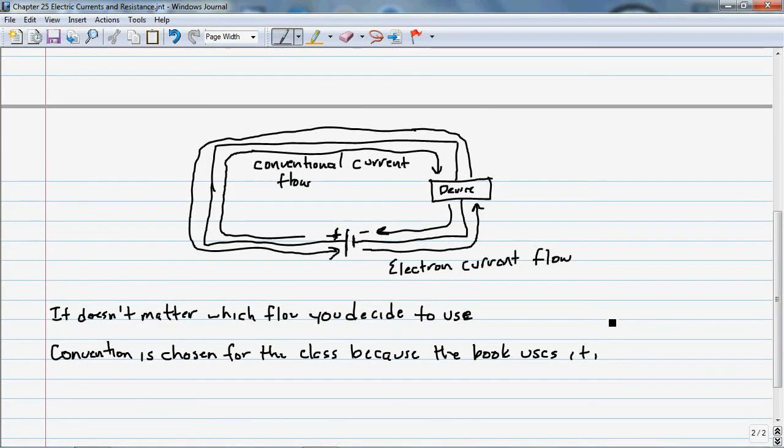It doesn't really matter. So if you know the rules, you can use either one. I'm going to teach conventional because that's just what the book uses, and I don't want to make a problem trying to interpret between the book and electron flow.